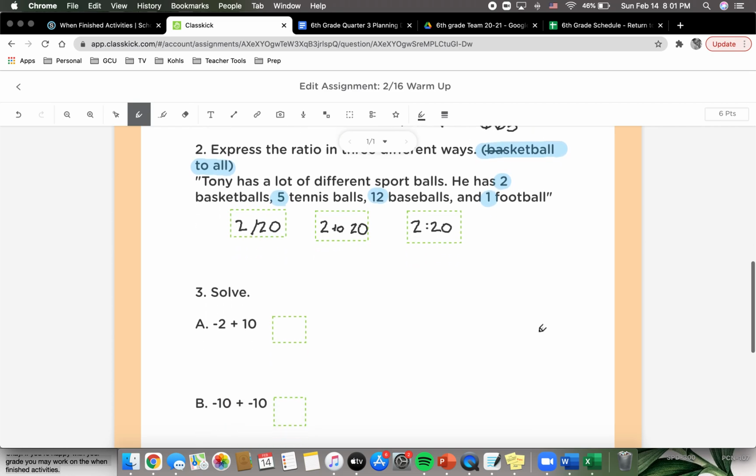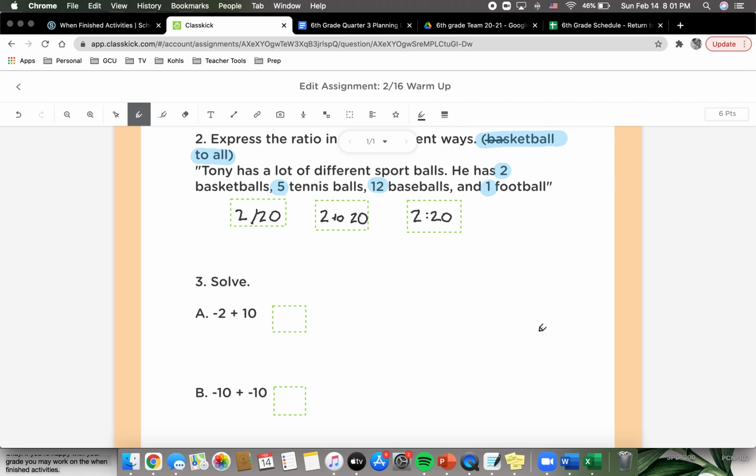Lastly, looking at number 3, it says solve. So we're working with negative numbers. Well, looking at part A, it says -2 plus 10. We know that our negative number is smaller than our positive number, so our answer is going to be positive. So we can do 10 minus 2, which would give us the answer of 8. So our answer would be +8.